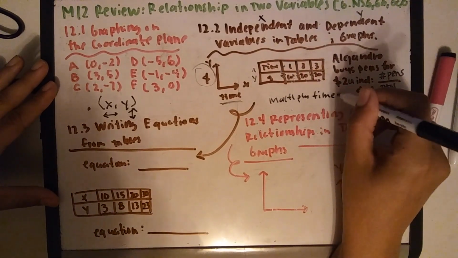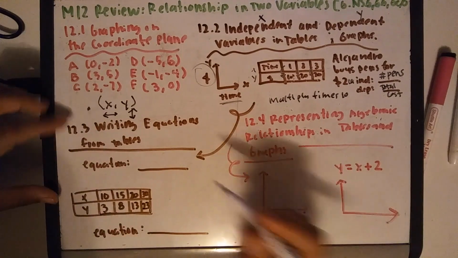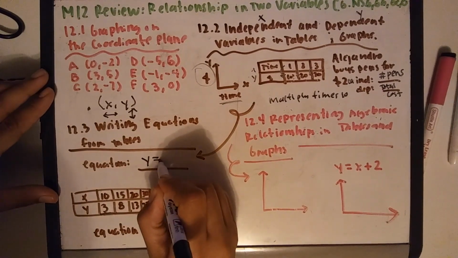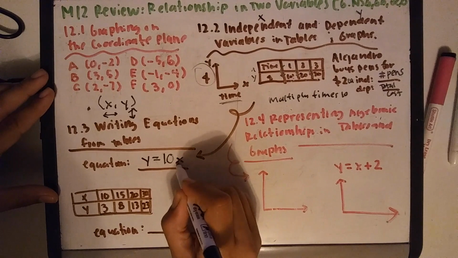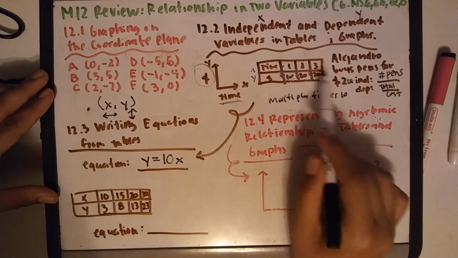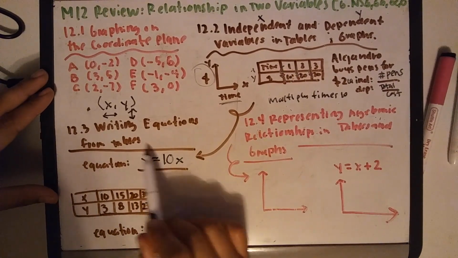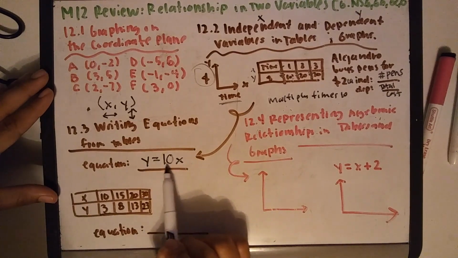Times 10, sorry, not by. So how would I write that? I'm going to remember when we start with y, so I'm going to say y equals 10 times x, because x is going to be what you're given, and then y is going to be what you get. Okay, so input, output, depending on what you do to it.